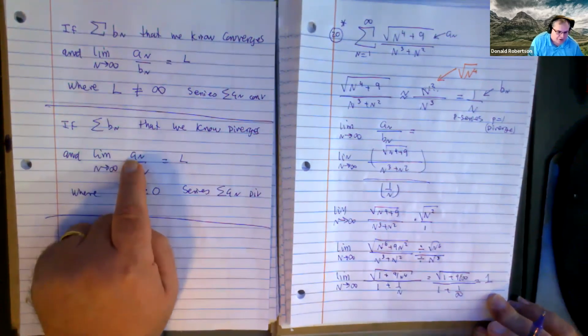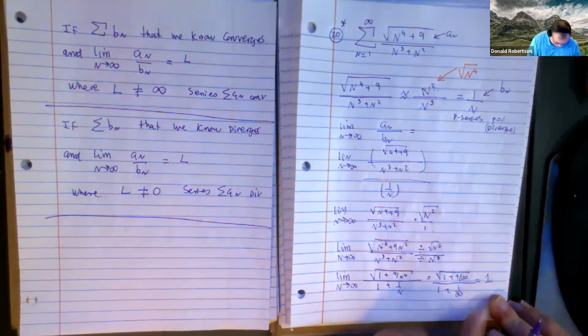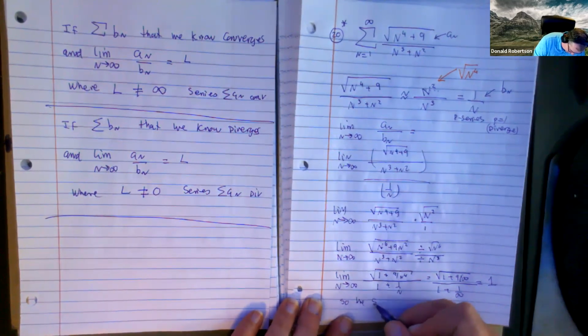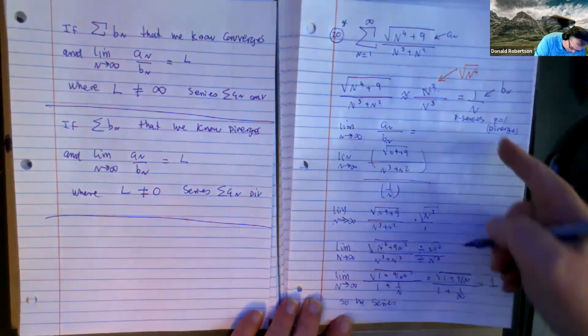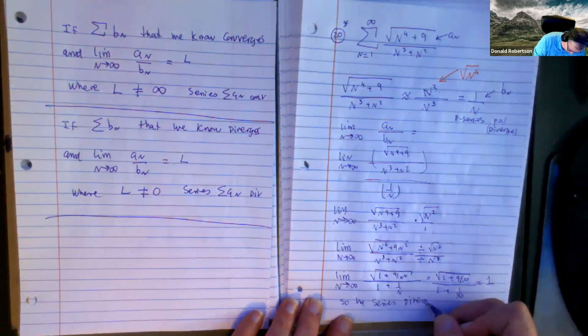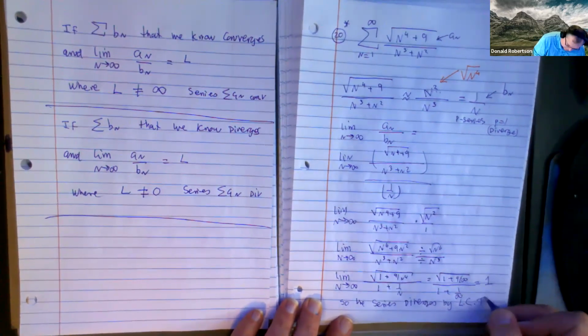If you diverge, is your limit a number that's not 0? Yes, my limit is a number that's not 0. So I can now say the series does this, and this guy diverges. So our series diverges by the limit comparison test.